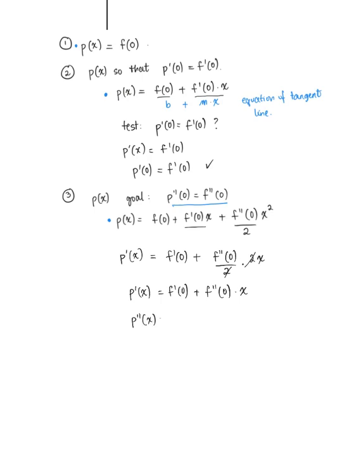But remember, we wanted to match second derivatives. So will the second derivatives match? Well, the derivative of this, that's just a constant, so it's 0. And this will be f prime of 0. And sure enough, at 0, these second derivatives are a match.